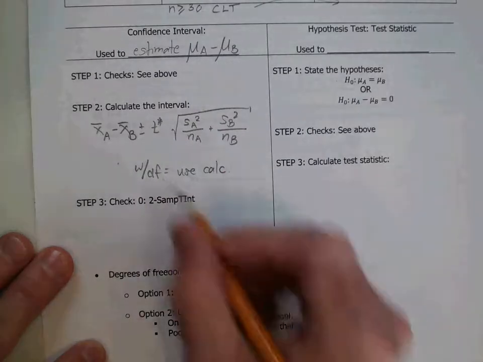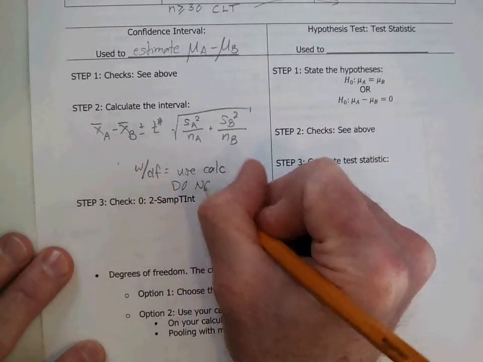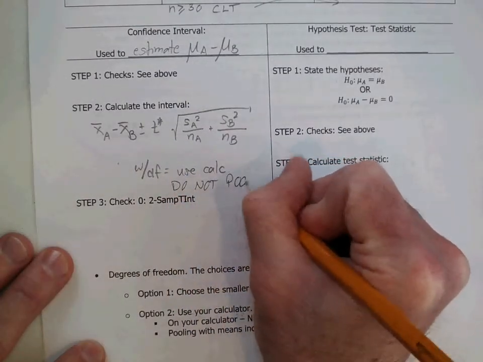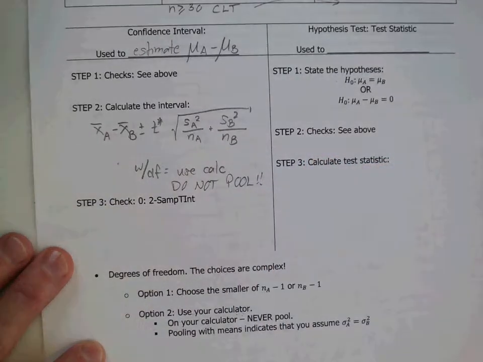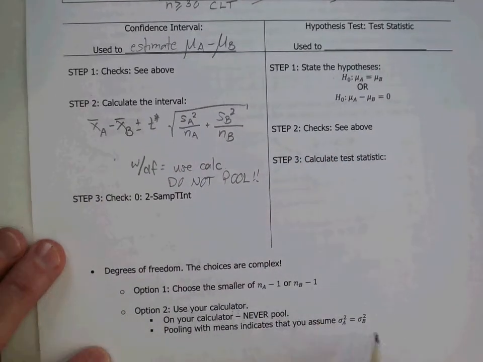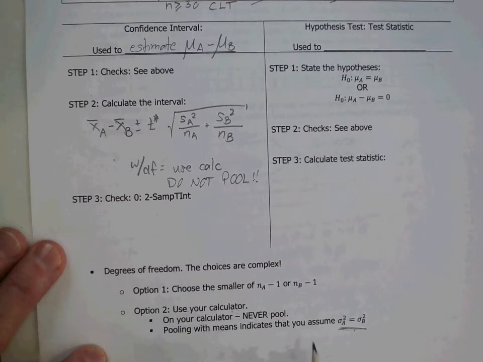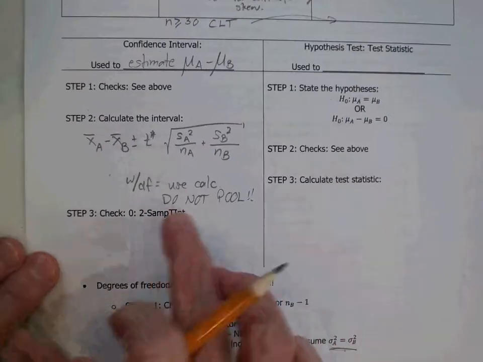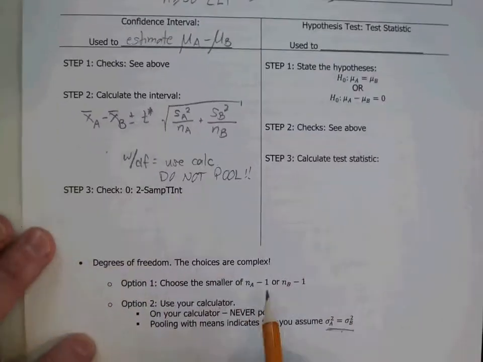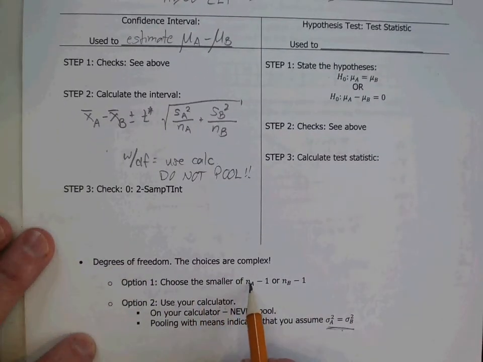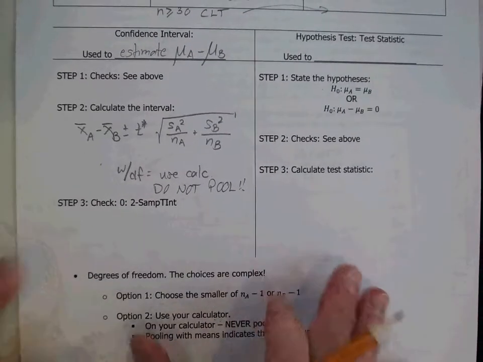Just remember, do not pool. Pooling assumes this is true, and technically you should be doing a completely different test if you were going to use that. So do not pool. The other option you have is choosing the smaller of n_A minus 1 or n_B minus 1. So that would be in context.